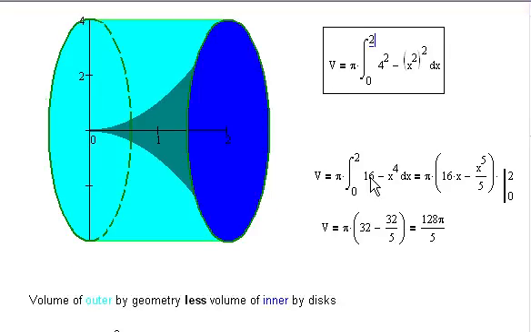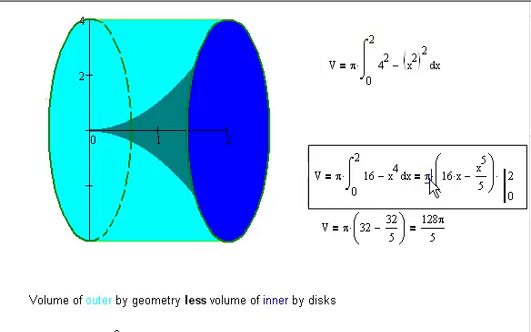Integrating 16, we get 16x. Integrating x to the 4th, we get x to the 5th over 5. Pi is a constant out in front of that mess. Put in 0, the whole thing disappears, so we just put in 2 and worry about what we get then. So it's pi times 32 minus 32 fifths. Well, 32 is 160 fifths, so 160 minus 32 fifths is 128 fifths, so it's 128 fifths times pi. That's the volume of that piece.